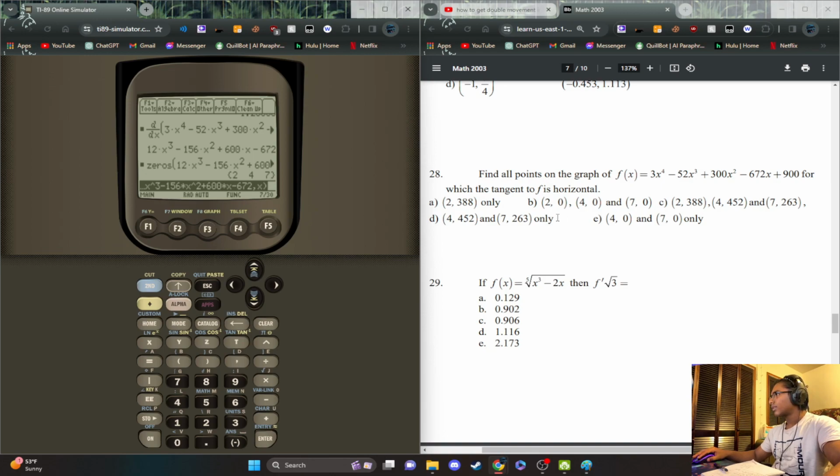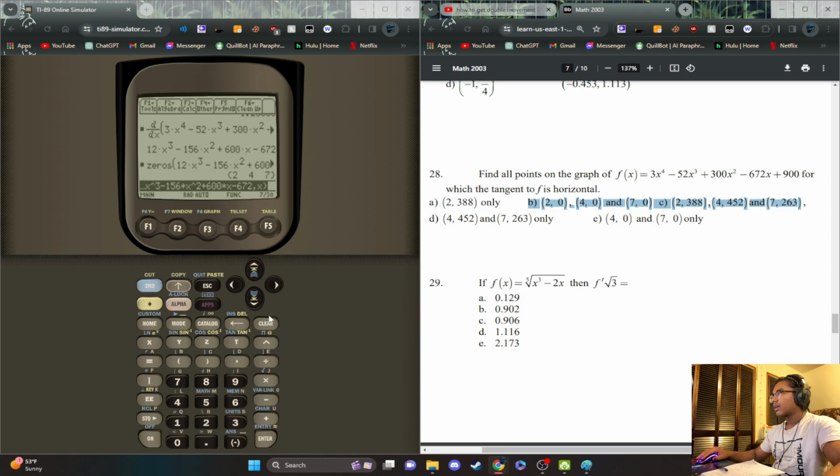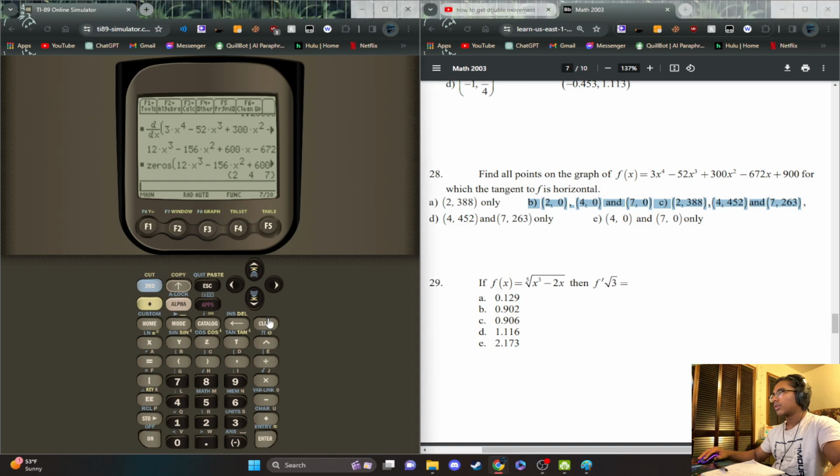So with this knowledge, we can cross out A, D, and E. Now it's between B and C, right? These are the values that they give you. Basically what you could do is plug in once and see which one is right. So let's just do this.